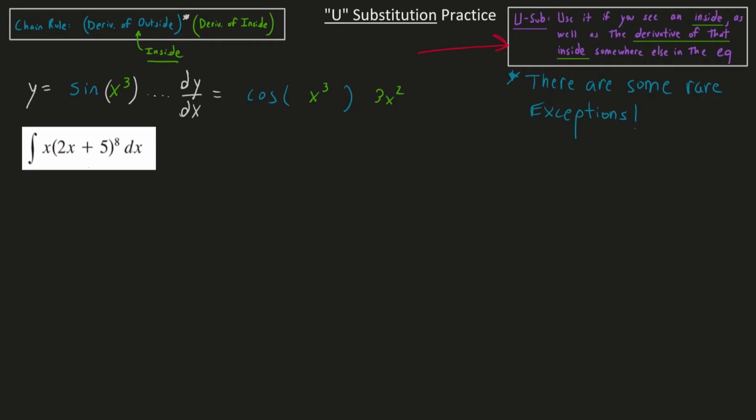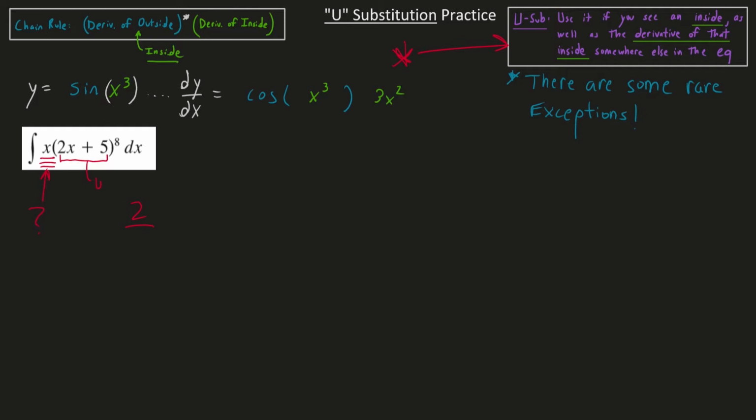So looking at this problem, I'm tempted to make this my U, because that looks like an inner. But U sub says I have to be able to find the derivative of that inner elsewhere in the equation. Well, what's the derivative of this inner here? The derivative of it is just 2. And I don't see a 2 elsewhere in this equation, but I'm not too worried about that because I always know that I can move constants to the left or to the right of that derivative equation as I need it. But how am I supposed to get this x out of here?